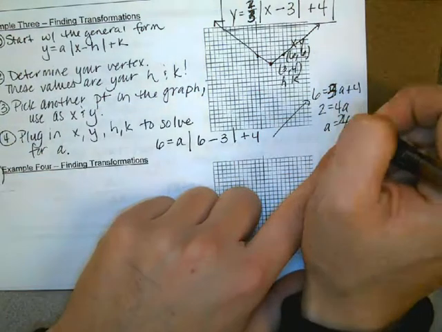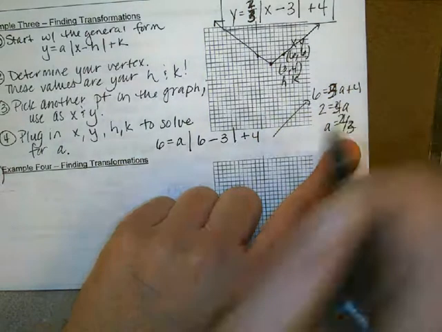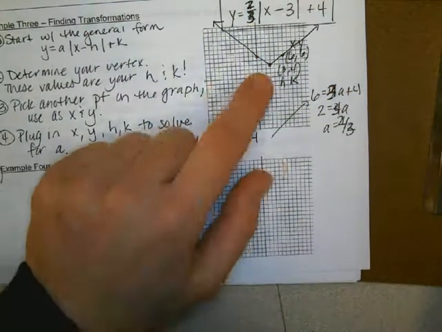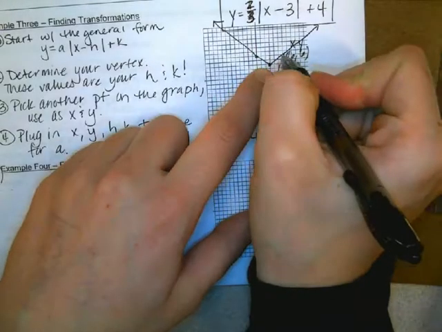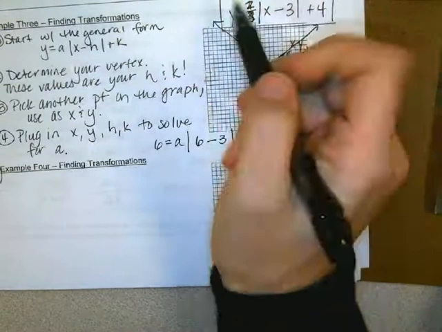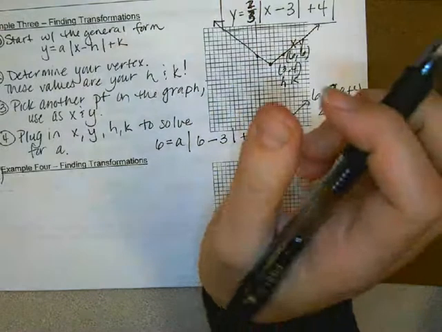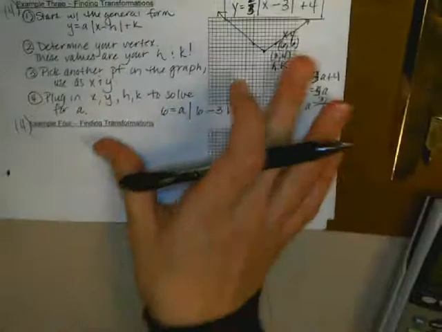I'll give you a little hint here, and this only works with absolute value functions. This a value will be the slope, 2 over 3, of that line. And since the graph opens up, we know it's positive. Okay, but I'm not going to stress that because it doesn't work for any other function except that.